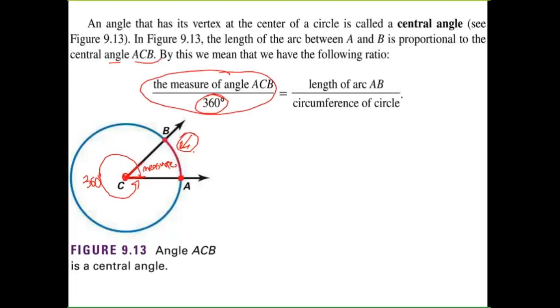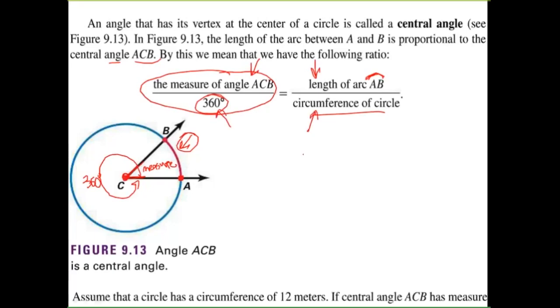So you could also call it this way. You can put a little arc on it. That means arc AB. And divided by the circumference of the circle. So these are equal parts. The small part, the small angle measure, is on top of the small length, whereas this is the overall angle measure of a whole turn, and this is the overall distance of all the way around.